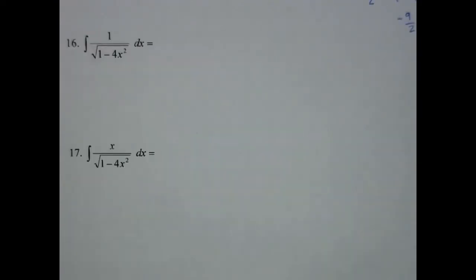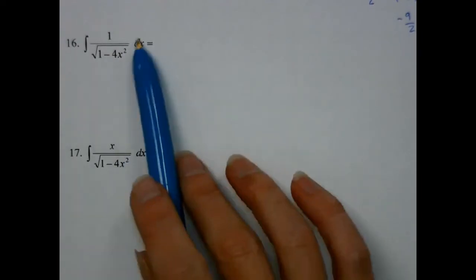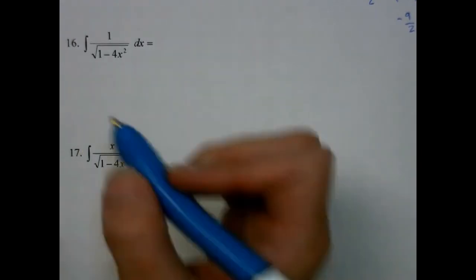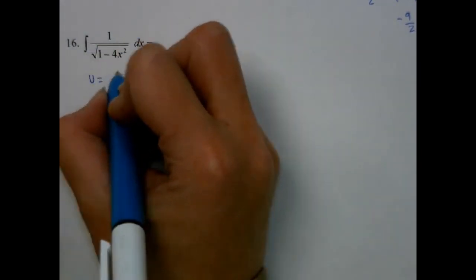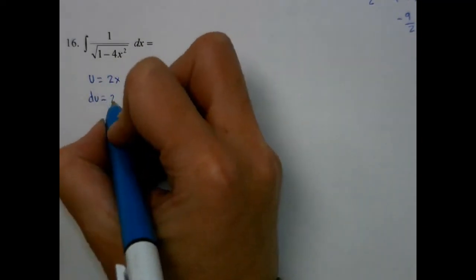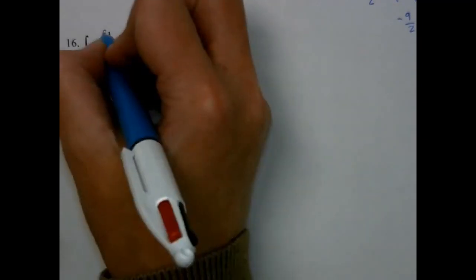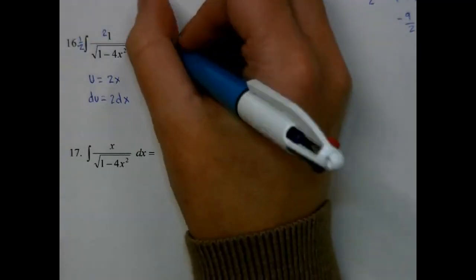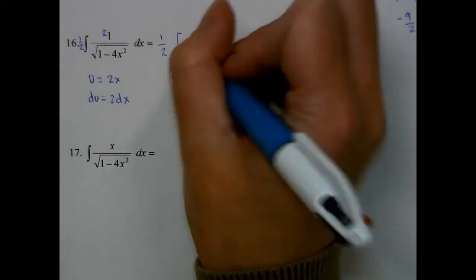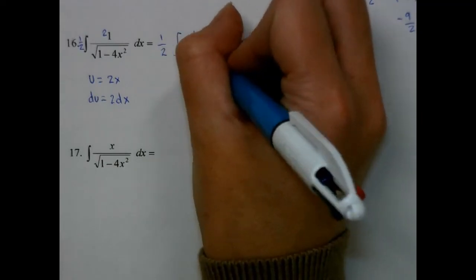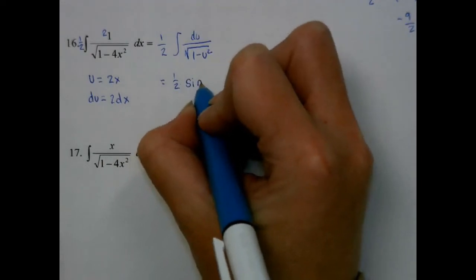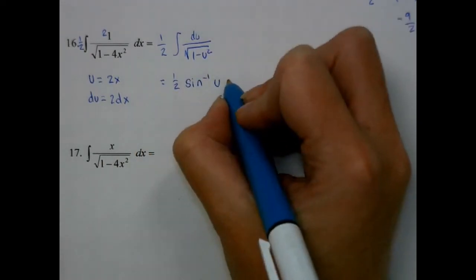Okay, this again looks very similar, but we have different strategies. This one without the x is going to be an inverse trig function. I'm going to let u equal 2x, which means du is 2 dx. So I'll put in a 2 and a 1/2. So this is 1/2 times the integral of du over the square root of 1 minus u squared. That's going to be 1/2 sine inverse of u. Then replace our 2x.